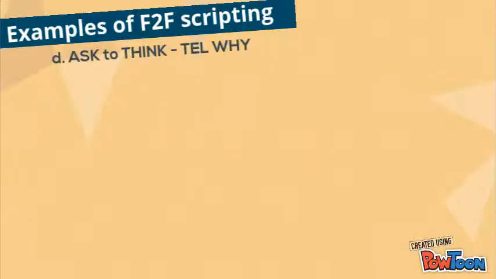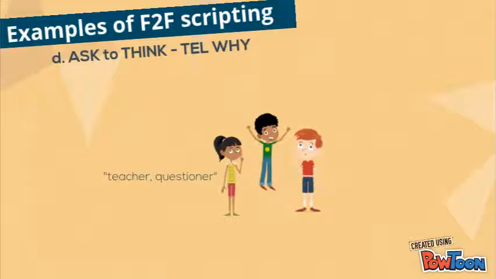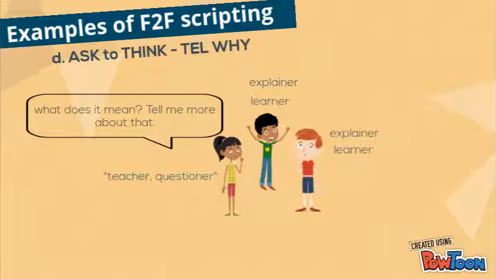Fourth, ask to think, tell why. In this example, one group member acts as a teacher, who is also a questioner, the others as learners, which also refers to explainers, and roles change. So questioners ask explainers questions such as, what does it mean? Tell me more about that.